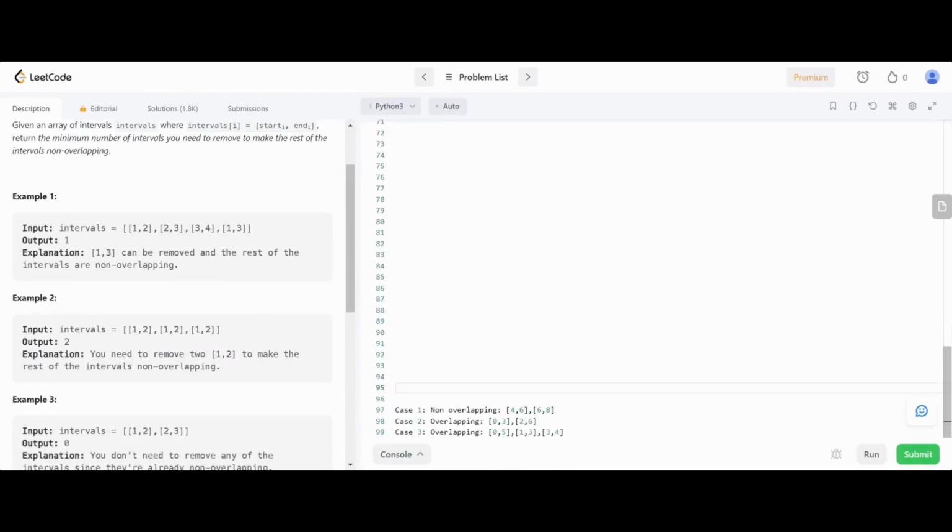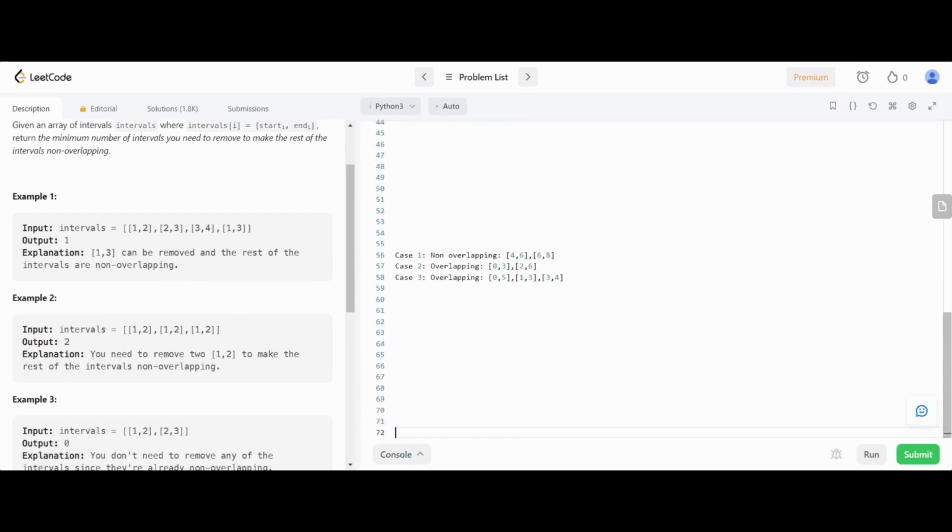Okay. Now to solve this problem, we'll have only three cases. Okay, we have three cases on how we need to solve this problem. The case number one is you have non-overlapping intervals. Okay, so if you have an interval of 4 and 6, you have 4, comma 5, this is for 5, okay, and this is for 6, this is for 7, and okay, this is 6, right?